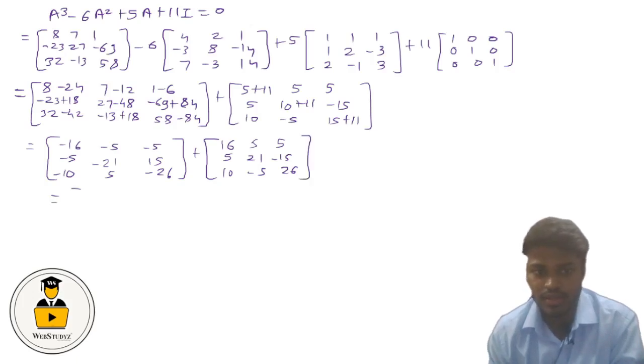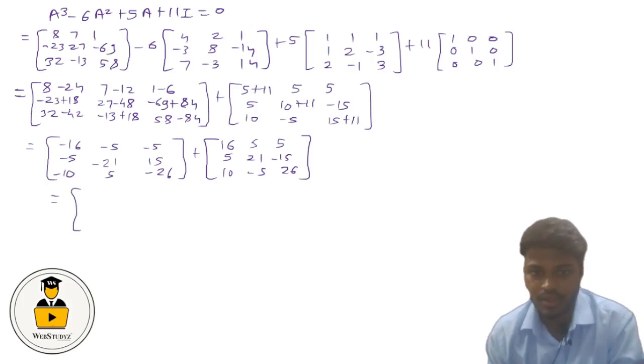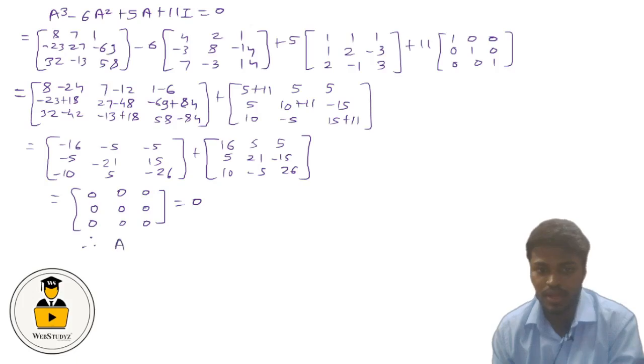So if we add this, we will get a null matrix. All the elements will get cancelled with each other. So this will give us a null matrix. That means all the elements of the matrix are equal to 0. So hence we have proved that A cube minus 6A square plus 5A plus 11I equals 0.